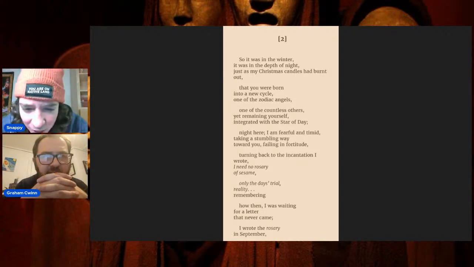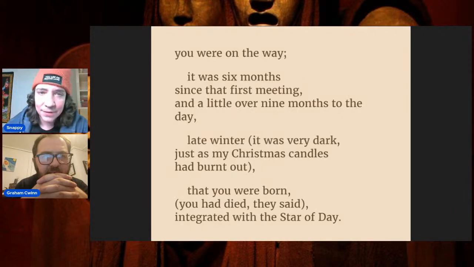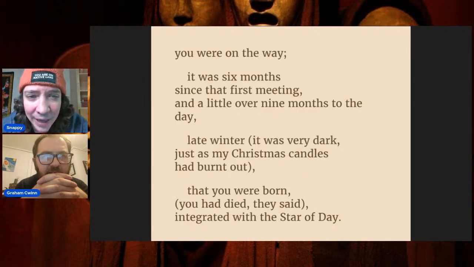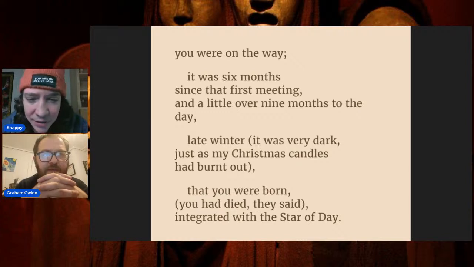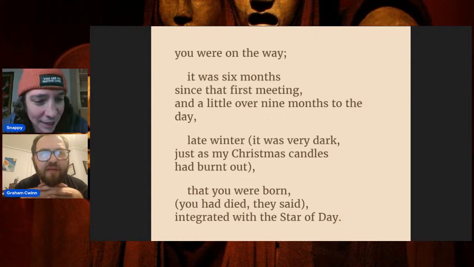How then I was waiting for a letter that never came. I wrote the rosary in September. You were on the way. It was 6 months since that first meeting, and a little over 9 months to the day. Late winter. It was very dark, just as my Christmas candles had burnt out. That you were born. You had died, they said, integrated with the star of day.